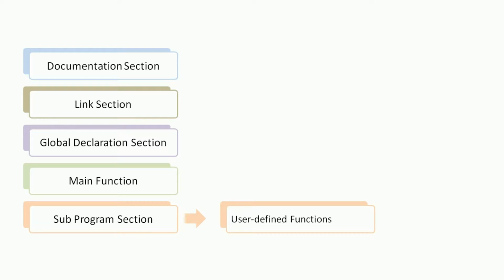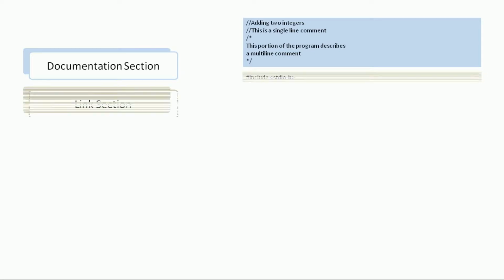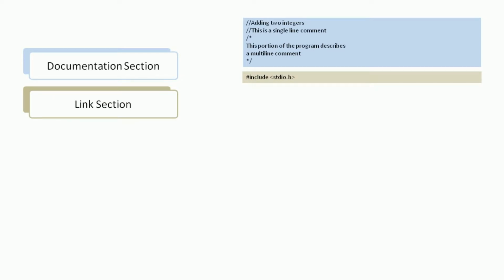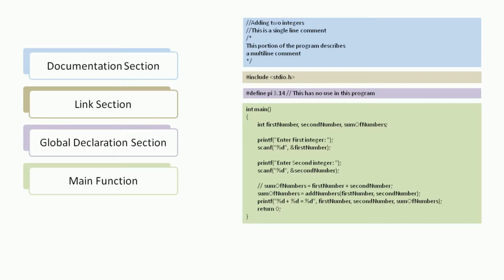Now that we are almost done with the structural discussion, let's move on to see what happens with an example. In the documentation section, I have described the program with some additional comment lines. Then a header file for standard input-output has been added. Next, I have defined the pi value, which is a constant. Although it has no use in this program, I have added this to make you understand how to define it. Then the main function, the most important part of the program as we discussed earlier, where the execution starts. I'll describe the code written in it in a while.